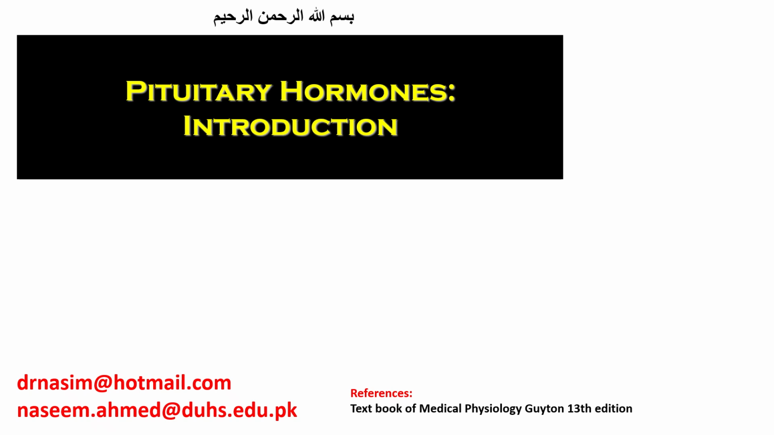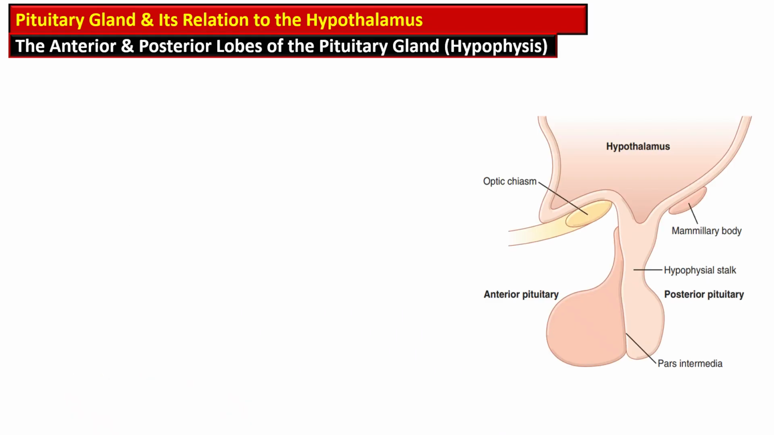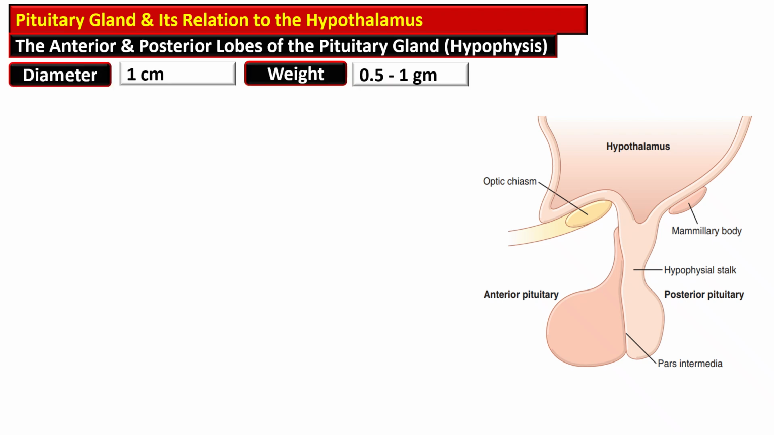Bismillahirrahmanirrahim. In this video, the pituitary hormones and their characteristics are discussed. The pituitary gland has an anterior portion and a posterior portion, termed the anterior and posterior lobe of the pituitary gland. This gland is also termed the hypophysis.